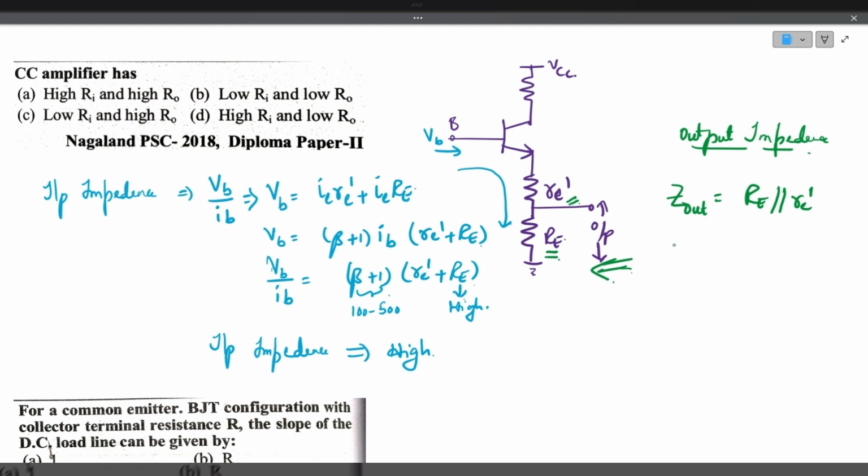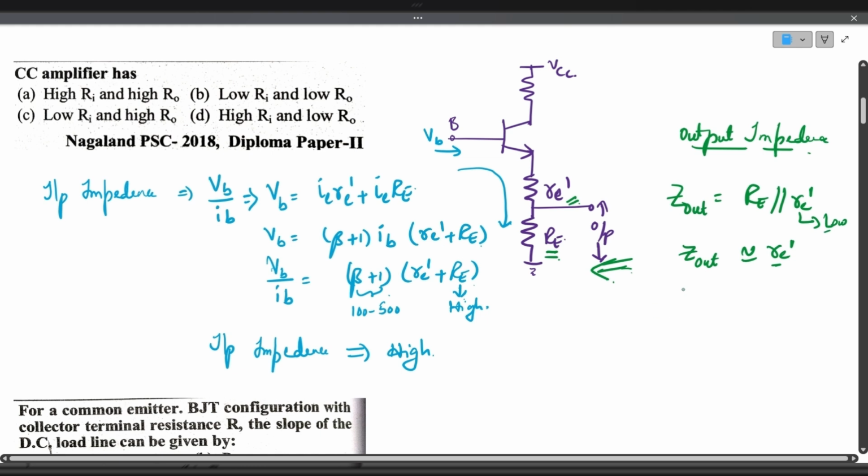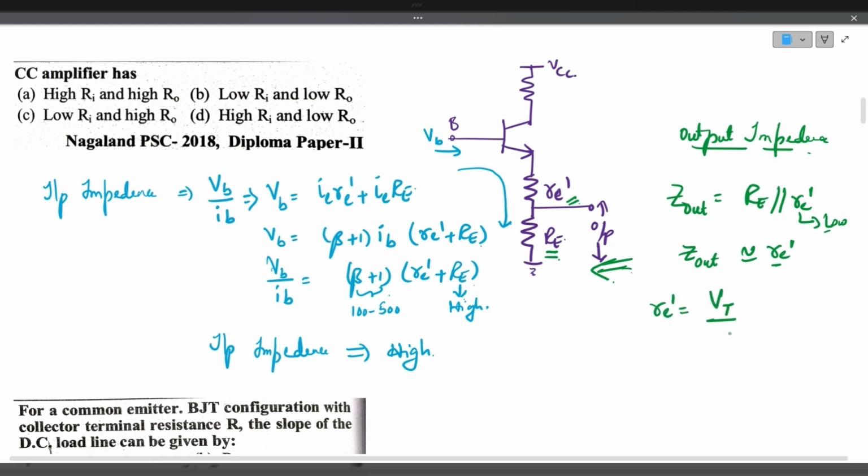When two resistances are in parallel, the equivalent resistance will be lower than the lowest resistance. So here the output impedance will be approximately equal to RE dash, because RE dash is very, very low. Usually RE dash is equal to VT divided by IE. The thermal equivalent voltage is 25 millivolts, and the emitter current will be in the level of 1 or 2 milliamps or 10 milliamps. If you substitute that value, you will get some 2.5 to 25 ohms.